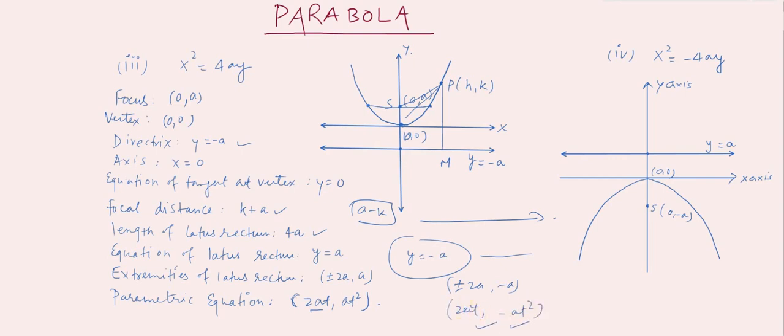So this was the explanation of 4 standard forms of parabola. Y square is equal to 4ax, y square is equal to minus 4ax, x square is equal to 4ay, x square is equal to minus 4ay.